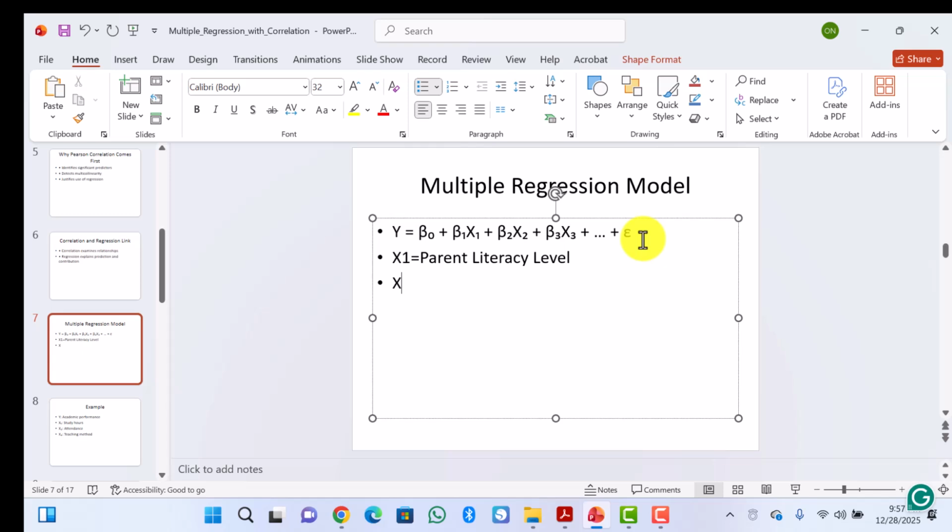S2 equals students' IQ. X3 is equal to mental toughness, and let's say X4, if we go to X4, is home lesson teacher. Let's say these are the four variables.